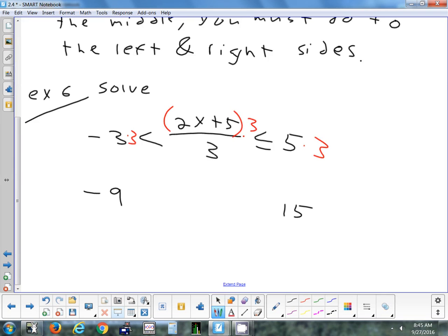Should I flip my inequality signs? Nope, we didn't multiply by a negative, so we're okay. So keep those exactly the same. And Trevor, what's left in the middle? 6x plus 15. No, not 6x plus 15, just 2x plus 5. Okay, so at least now we don't have the fraction in the middle.